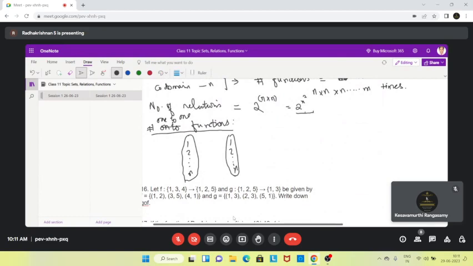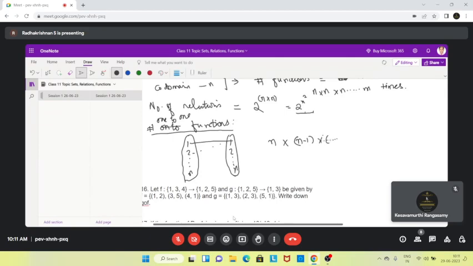Okay. So a number of one to one functions means, suppose one is mapped to one, then two also cannot be mapped to one now, because if two is also mapped to one, then it is a function, but not a one to one function. So the first element you can map in n ways, then the second element can be mapped only in n minus one ways.